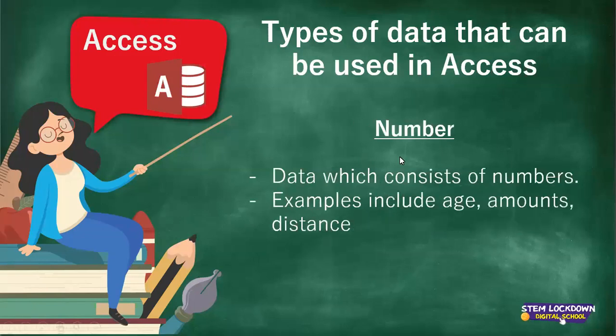Okay, the third one that we are looking at is a number. This is the type of data that we're going to use for cell phone numbers, the age of people, any sort of number value that you want to put into a database. You will set the data to a number. Like the description says over here, the type of data that is a number will consist of numbers, and the examples include age, amounts, or distances. Any one of those can be put into your database.